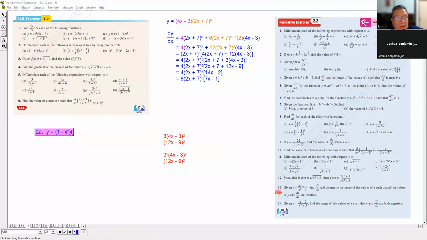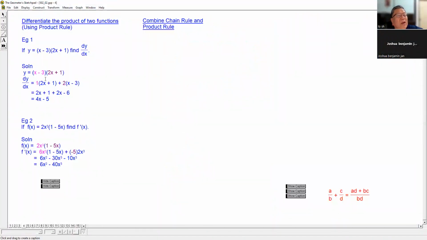This is wrong, right? Now, why is it wrong? If you look at this one, you differentiate the first one, you don't multiply with the first one. You differentiate the first one, you multiply with the second one. Okay? I do already. 6 times 1 minus x2. Where is it? Oh, the second one.